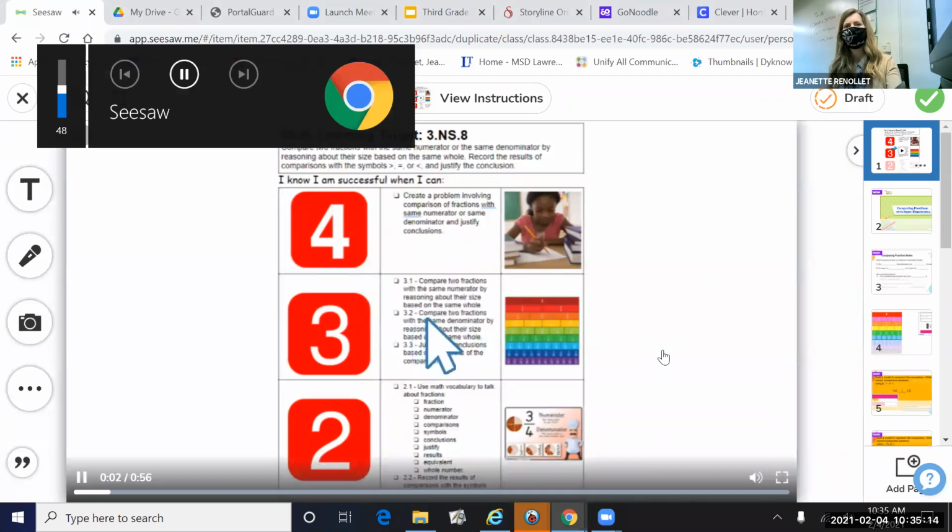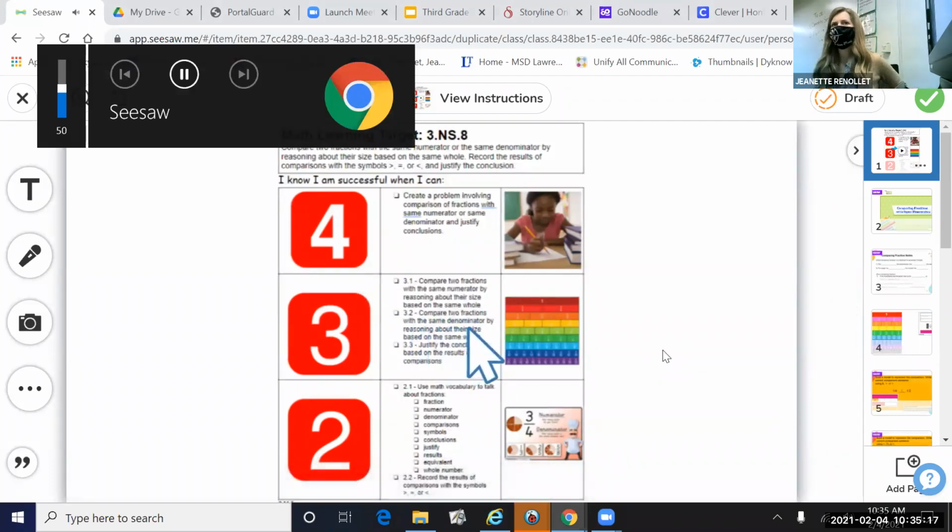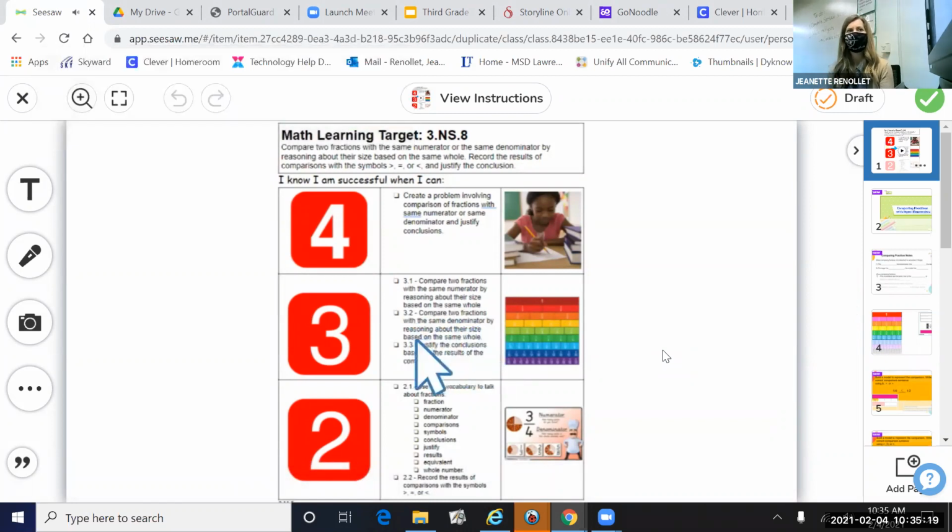We have been working on comparing two fractions with the same denominator by reasoning about their size based on the same whole and justifying the conclusions based on the results of your comparison. We've been using math vocabulary with the words fraction, numerator, denominator, comparisons. We've been using comparison symbols and looking at conclusions, justifying, and whole number and equivalent, and using these symbols down here. Today we're going to take a turn and we are going to flip what we've been doing.